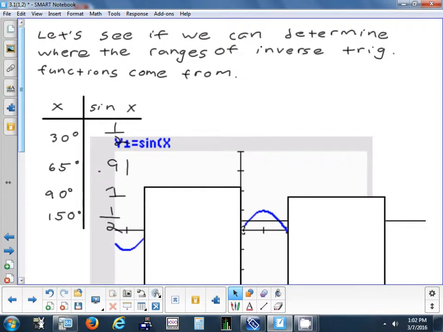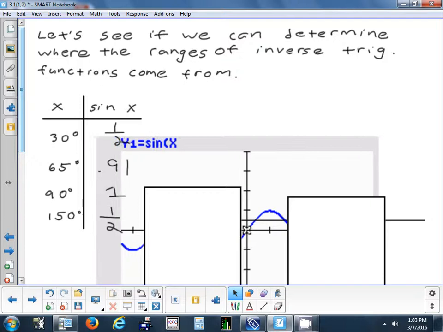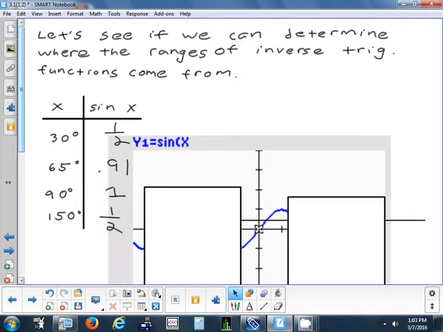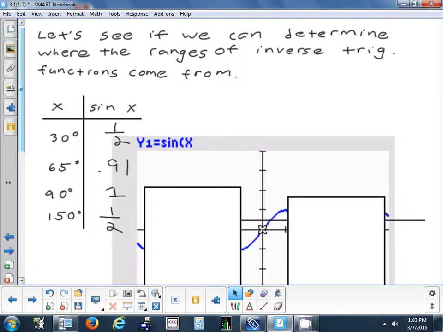If I look at this section, does the black line and the blue curve only cross once? No, it crosses twice. So this is not a good section to look at. Let's try looking at a different section. It's still part of the wave, but let's focus on that. Now, if I put a line anywhere in that section, does the black line and the blue curve ever cross each other twice? No. So we're going to focus on this area.